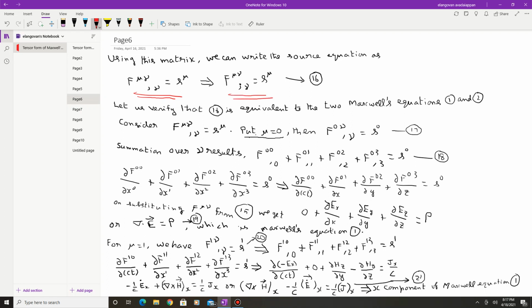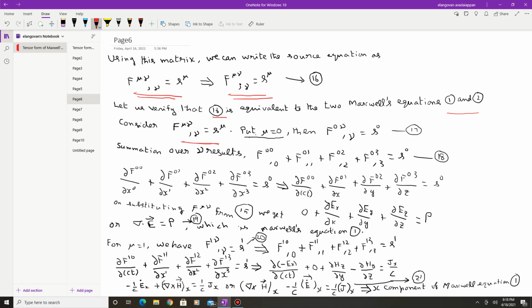So instead of writing the normal derivative, you can write down the covariant derivative. Once you write it in terms of the covariant derivative, this equation is a tensor equation. So now let us verify this equation 16. Let us verify that equation 16 is equal to Maxwell's equations 1 and 2. First consider this equation, F mu nu comma nu is equal to S mu.